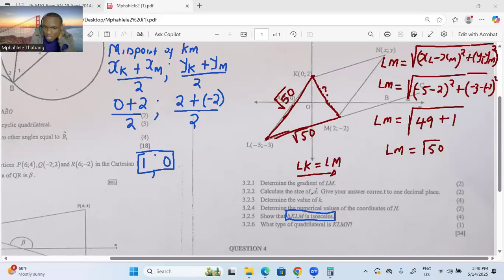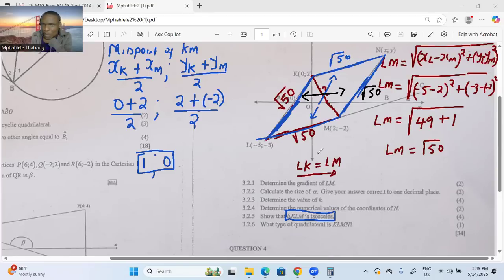So 3.2.6, what type of quadrilateral is KLMN? Remember we said this quadrilateral KLMN is a parallelogram, which means that opposite sides of a parallelogram are equal. So this side is square root of 50. If this is square root of 50, even this side is going to be square root of 50 because opposite sides of a parallelogram are equal. Now, if this is square root of 50, even this side will be square root of 50.